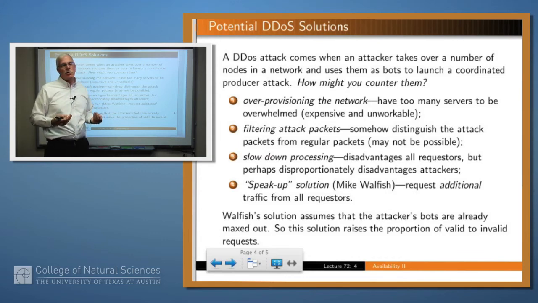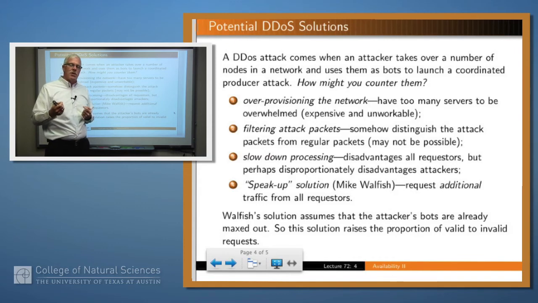And finally, there's a solution which is called the speak-up solution. This is due to Mike Walfish, who is a professor in our department. And what Mike suggested is a little bit counterintuitive. What he said is if you see that you're under attack, then you request everybody that's sending you packets to send you more packets. That sounds a little counterintuitive, and it is, but Mike's idea is this.